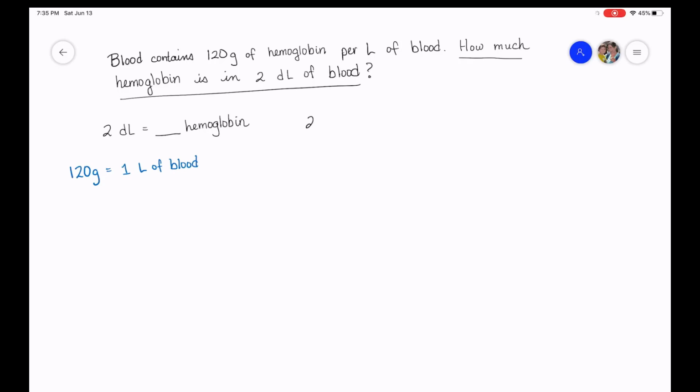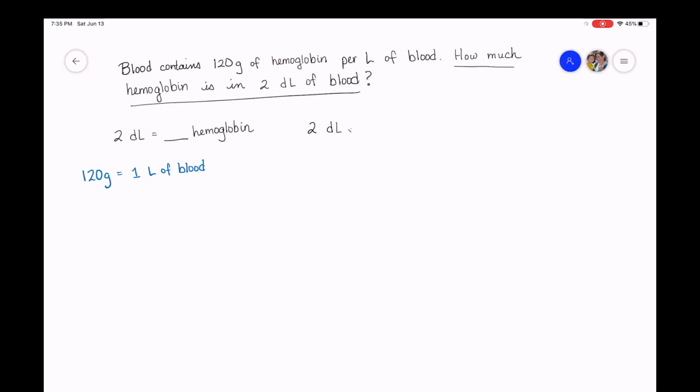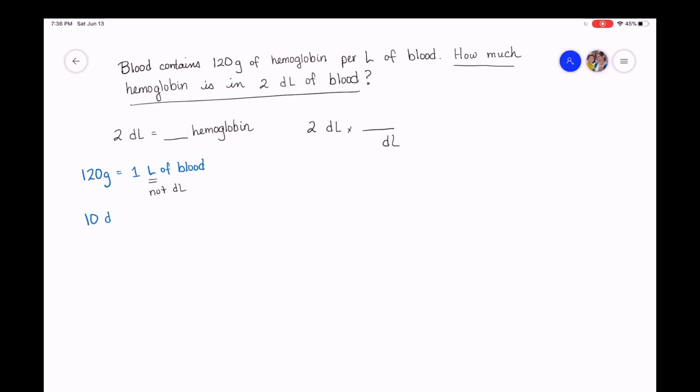So we're going to start with our known volume, which is 2 deciliters. So that's actually what we're starting with. We're going to do a multiplication sign and a line and then put deciliters at the bottom. Then I come over here to 120 grams equals 1 liter of blood. That's not deciliters, but I need to somehow get from deciliters to liters to be able to use that. So I'm going to go ahead and set up another conversion. 10 deciliters equals 1 liter.